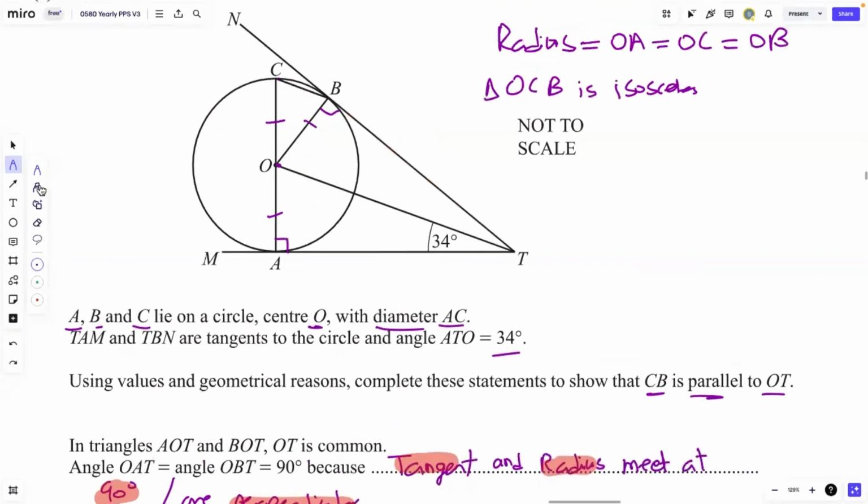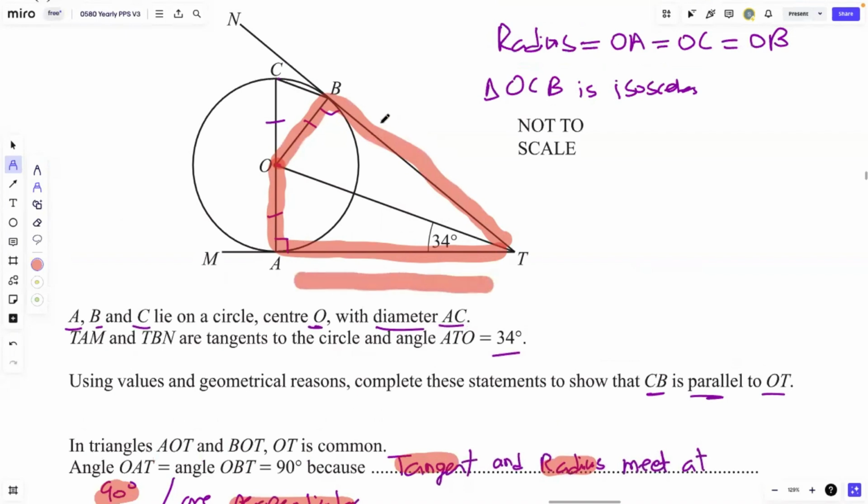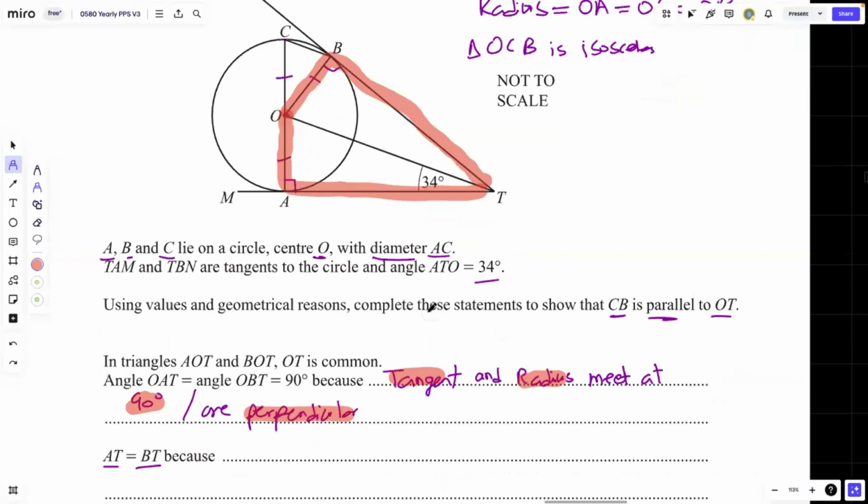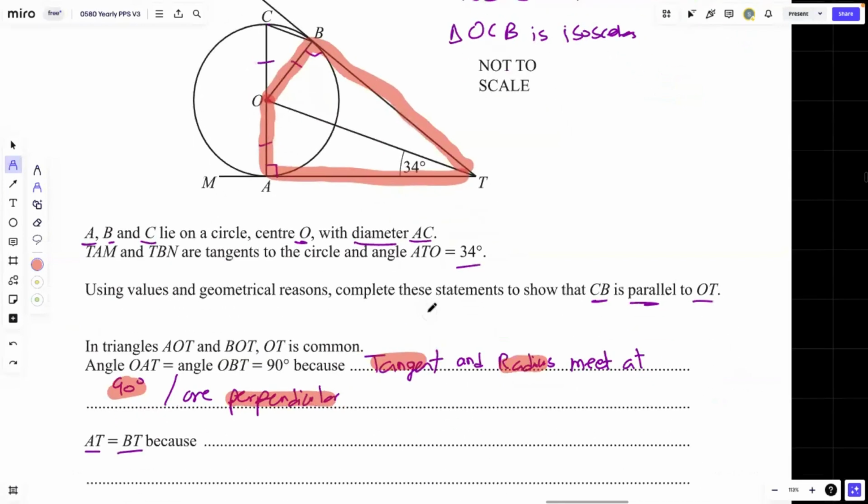You can see a kite being formed. This is the kite that we have. When you have two tangents crossing the circle, you have a tangent kite. And in a tangent kite, the lengths AT and BT are actually equal. We can also prove that using the right angle and the Pythagoras theorem. They are equal because they are tangents to the circle from the same point, which is the point T.